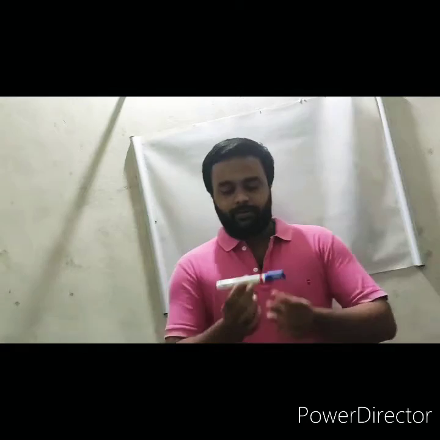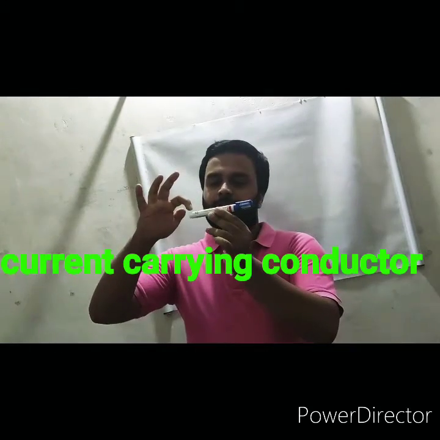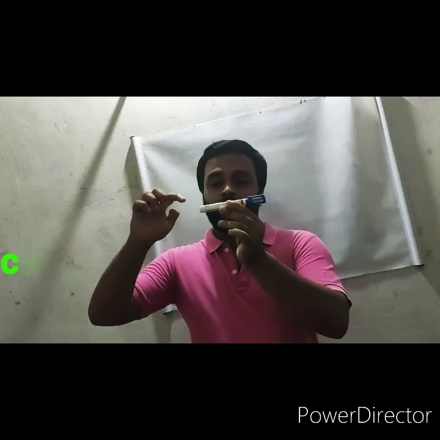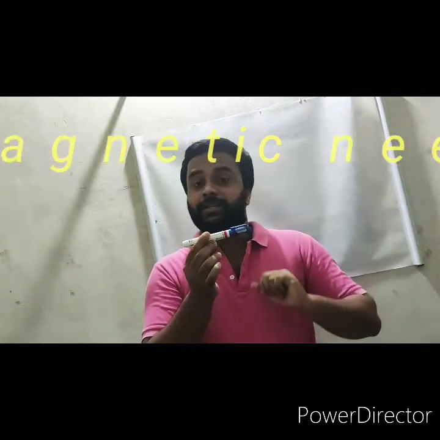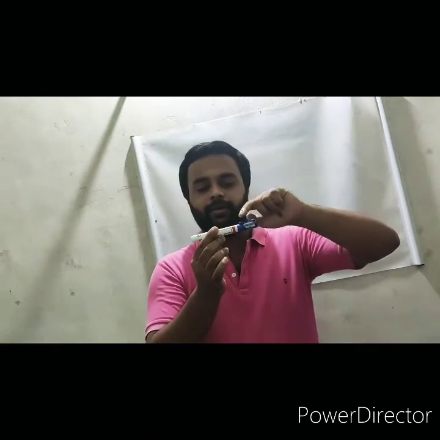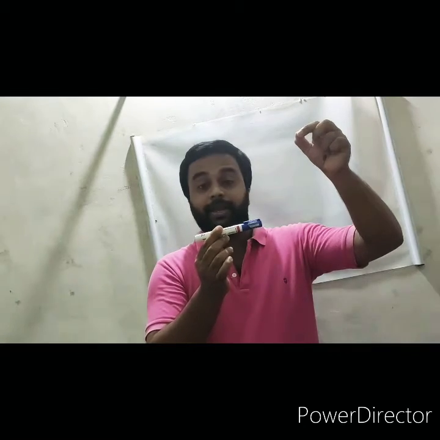For example, assume this marker as a current carrying conductor. Through this conductor the current is flowing. Then we placed a magnetic needle. What is a magnetic needle? The magnetic needle contains an iron piece. We placed a magnetic needle here, and current is flowing through this conductor.